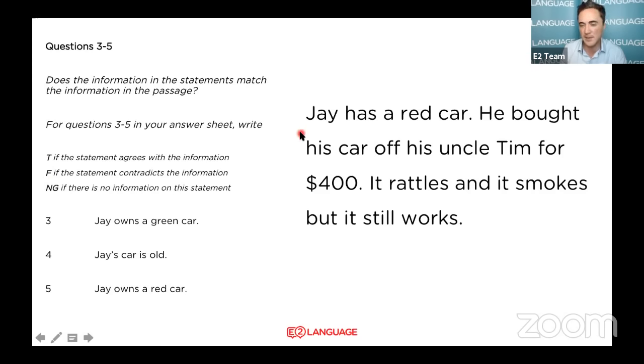Here, it's the same paragraph as we saw before. It says Jay has a red car. He bought it off his uncle Tim for $400. It rattles and it smokes, but it still works. Number three says Jay owns a green car.